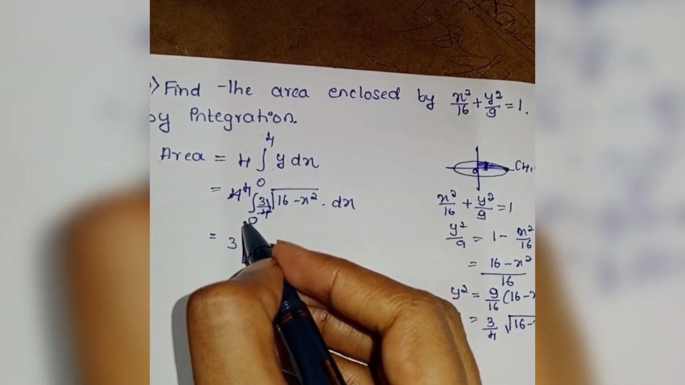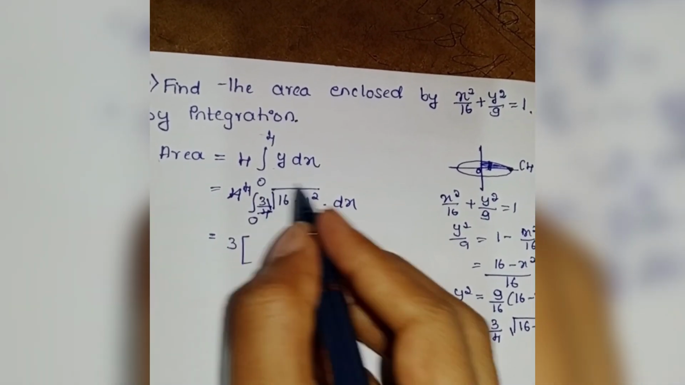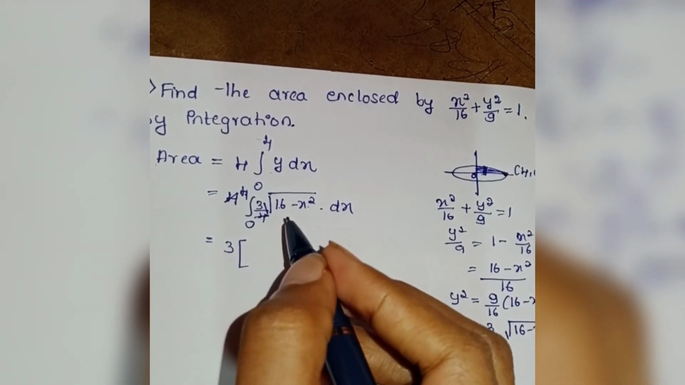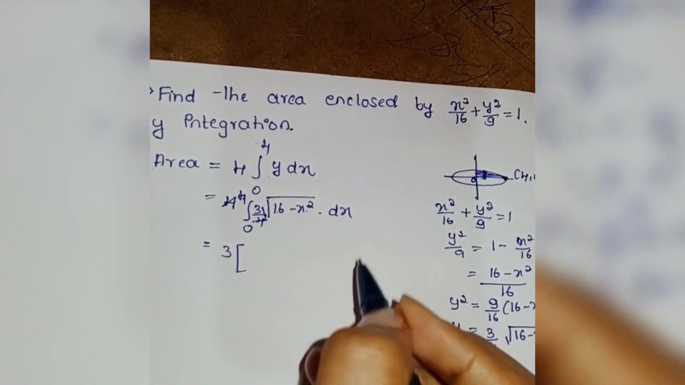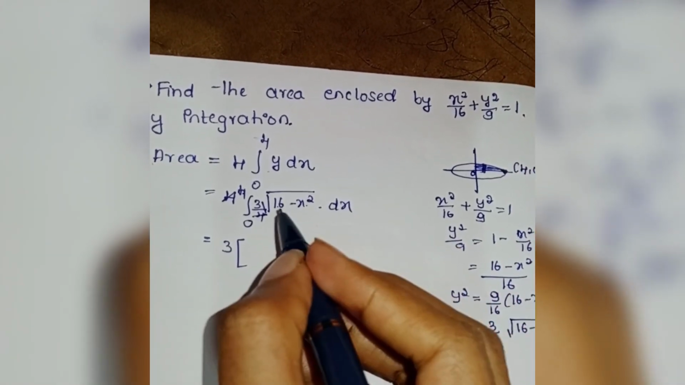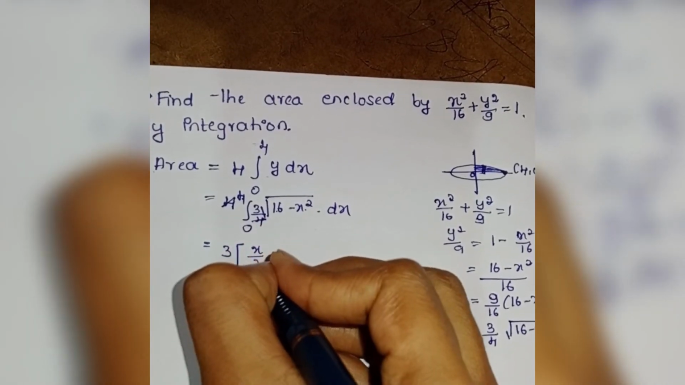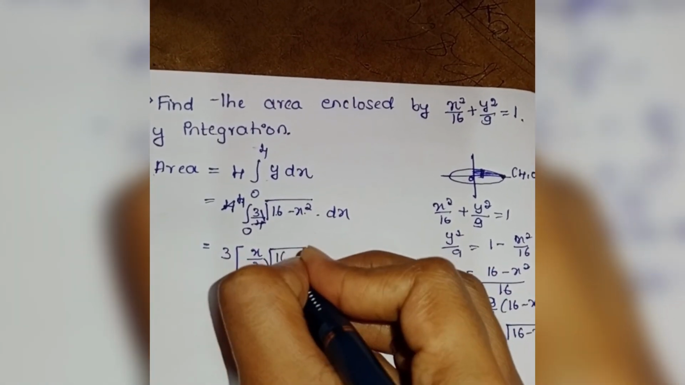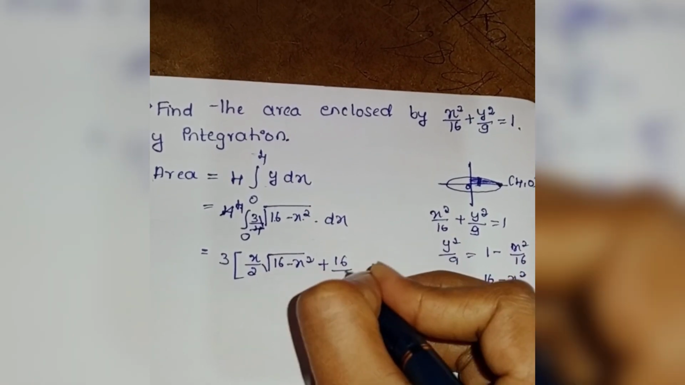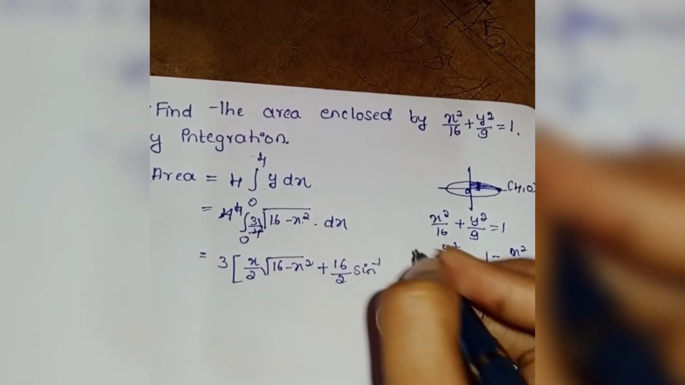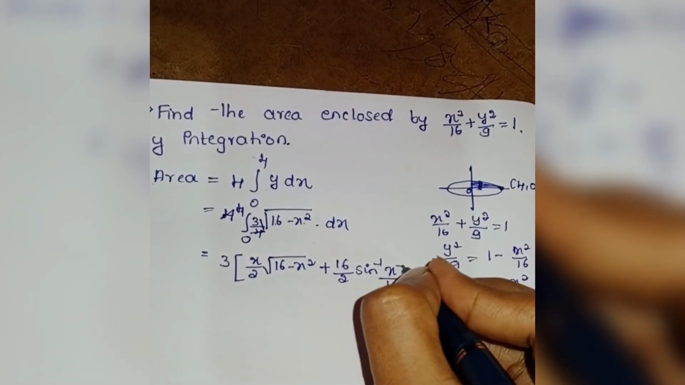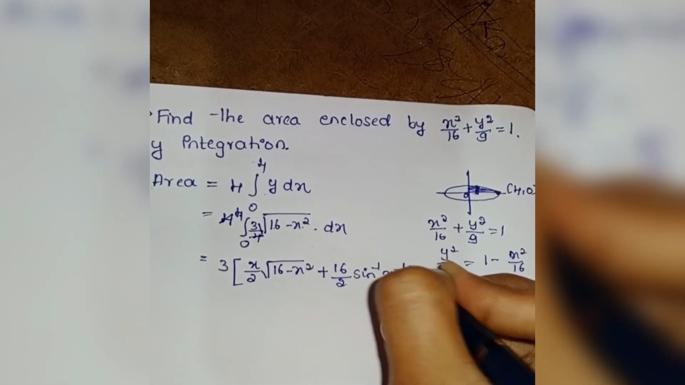integration of square root of 16 minus x square, 0 to 4, right? Integration of root of a square minus x square is x by 2 into root of a square minus x square plus a square by 2 into sine inverse of x by a. Same formula applies here. X by 2 into root of a square minus x square. A square is 16 plus a square by 2 into sine inverse of x by a. A square 16, so a is 4, 0 to 4, right?